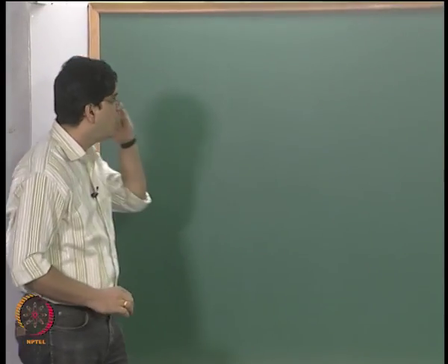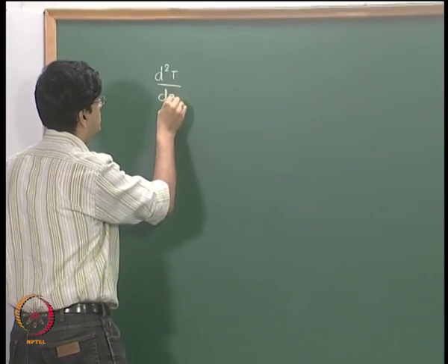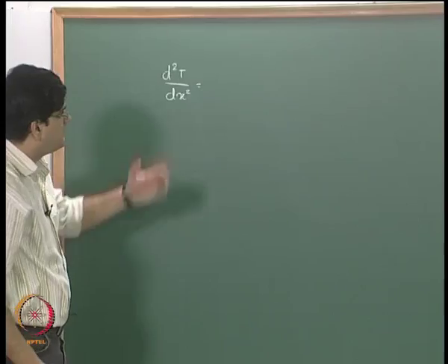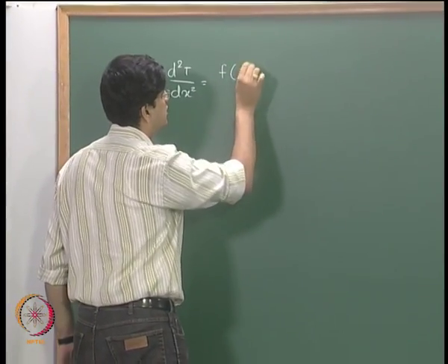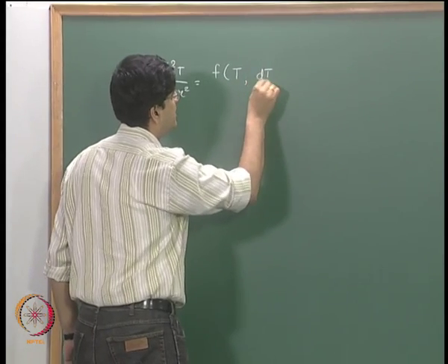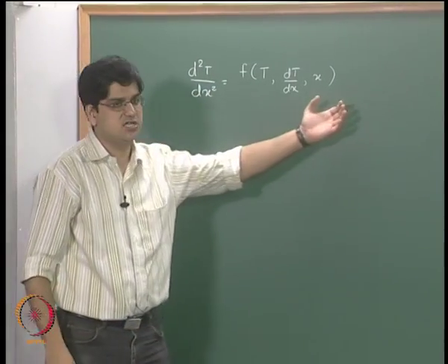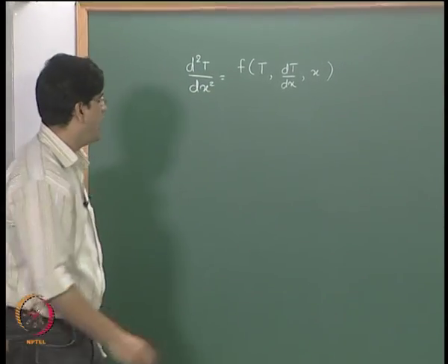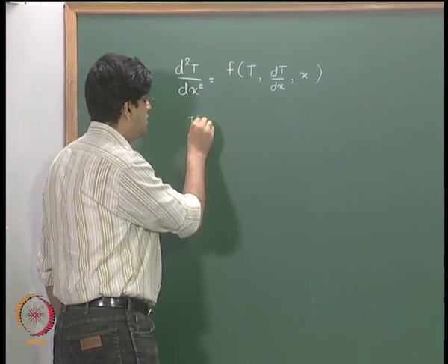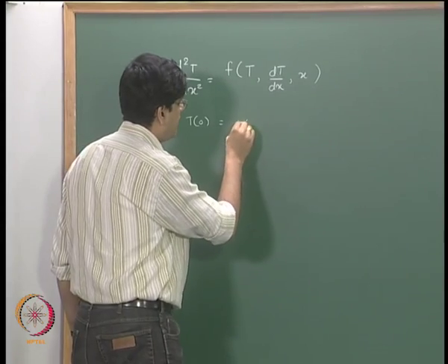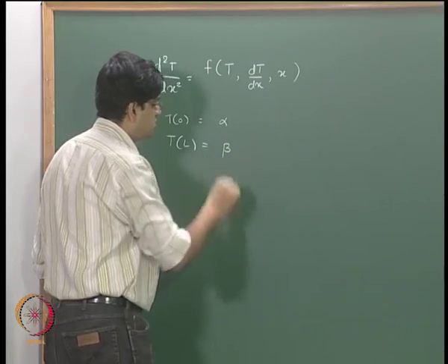using the shooting method. The problem that we had was of the form d squared T by dx squared equal to, I am just going to put that as some function of T, dT by dx and x. I am just going to write this as a general function in this particular form, and the boundary conditions that were given to us were T(0) equal to some value alpha and T(L) equal to some value beta.